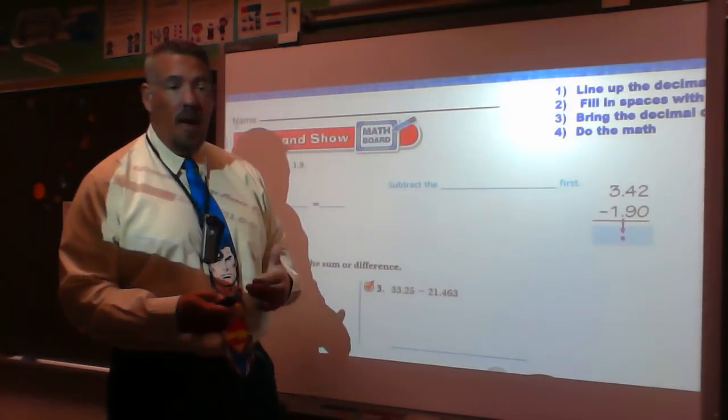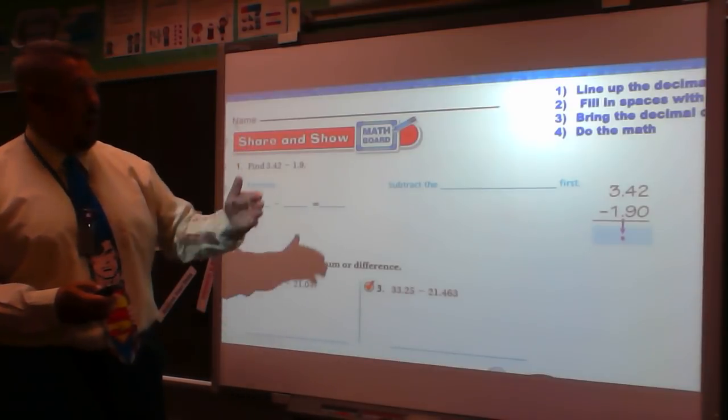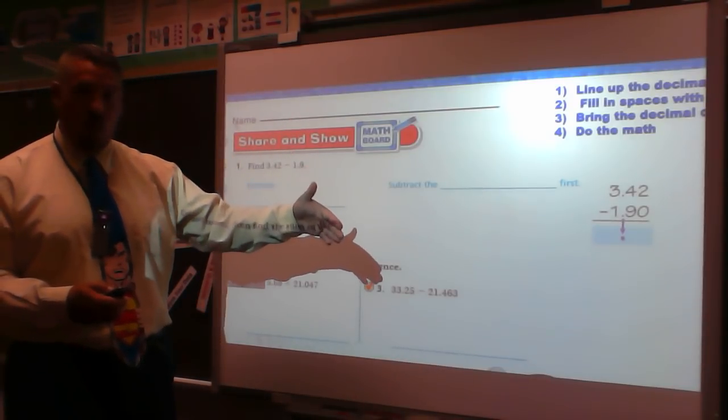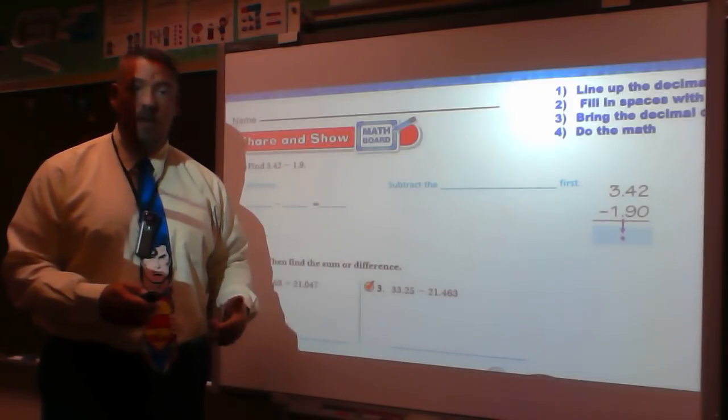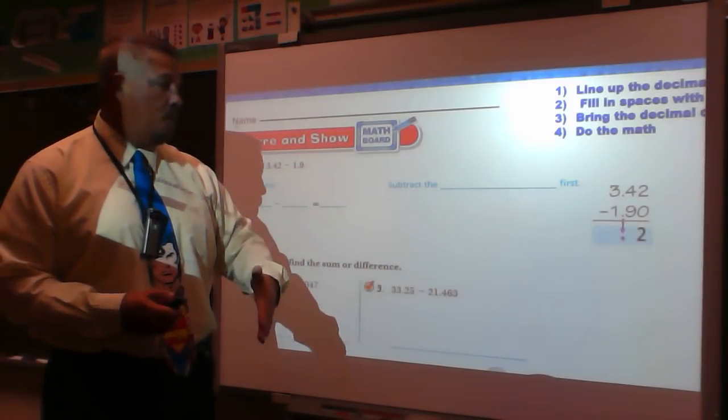and then they already did the second step for you. They've already added a 0. I bring down my decimal, make sure it's in the right place, and now I check, I'm subtracting, so I know I'm going to subtract. 2 minus 0 is just 2.